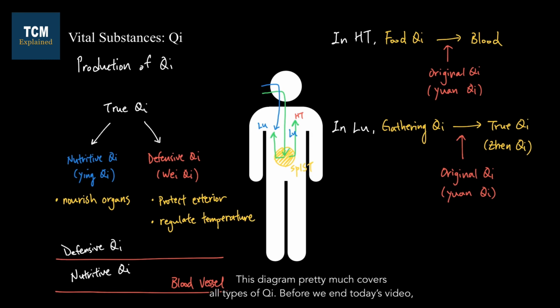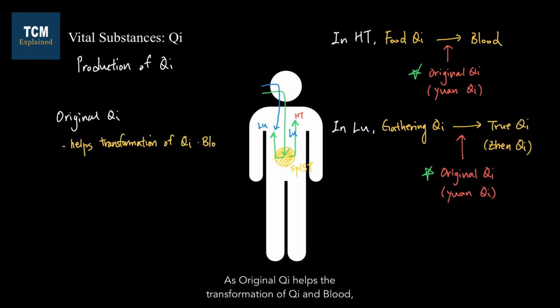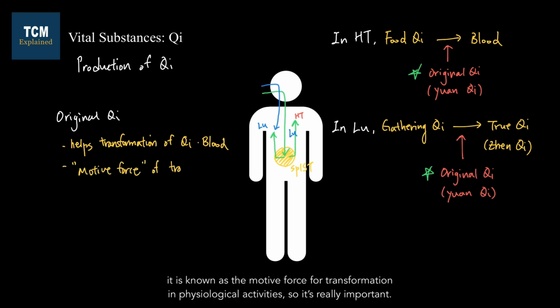This diagram pretty much covers all types of qi. Before we end today's video, we can discuss a little bit about the original qi. This qi is already mentioned in this diagram. It facilitates the transformation of gathering qi into true qi in the lungs, and also the transformation of fu qi into the blood in the heart. As original qi helps the transformation of qi and blood, it is known as the motive force for transformation in physiological activities. So it's really important.